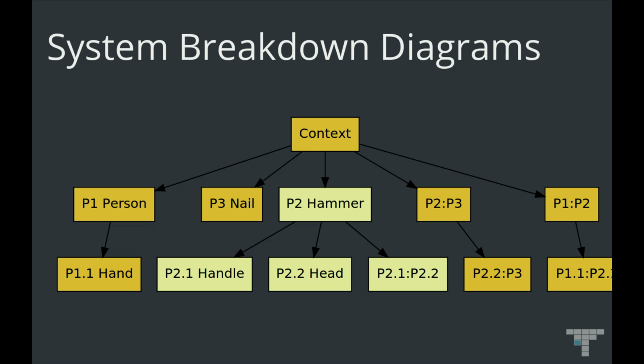There are interfaces at this level. There's the interface between the hammer and the nail, which becomes the interface between the hammer head and the nail. And there's the interface between the person and the nail, which becomes the interface between the person hand and the handle of the hammer. What is logical?